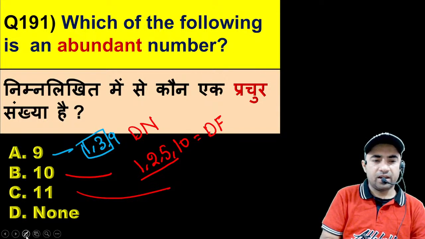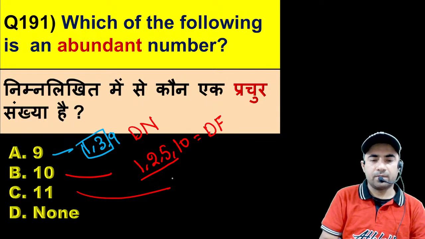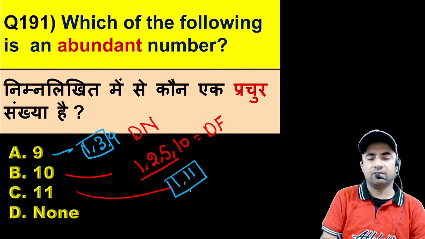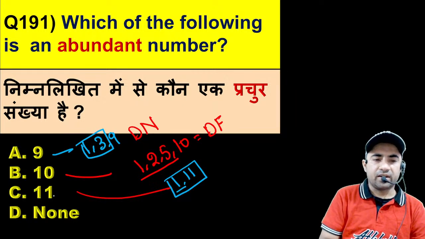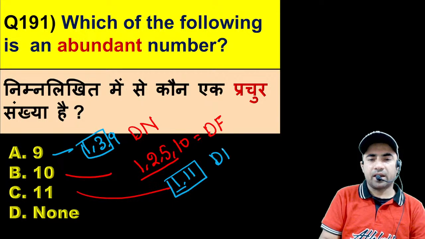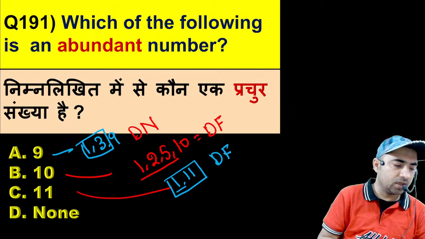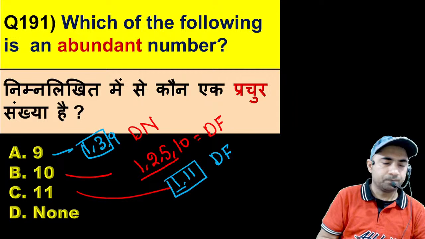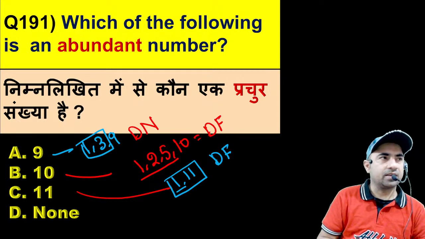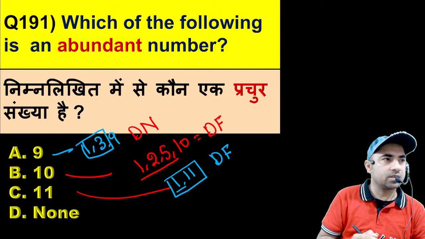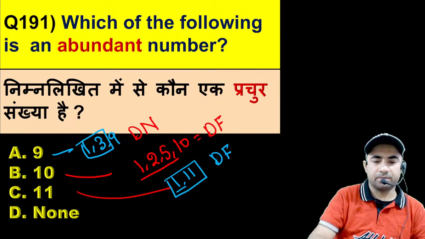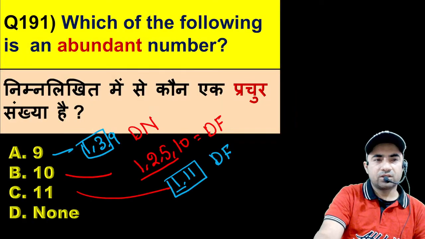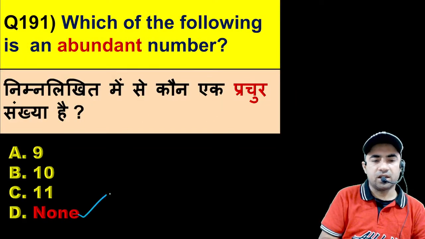And 11 is also a deficit number. Actually it's a prime number, and you know that a prime number has only two factors, 1 and the number itself. So the sum of the proper factors of 11 is only 1. That's why this is also a deficit number. We have already discussed that all prime numbers are deficit numbers, and the frequency of deficit numbers is much greater than the frequency of abundant numbers and perfect numbers. So the right answer of this question number 119 is none.